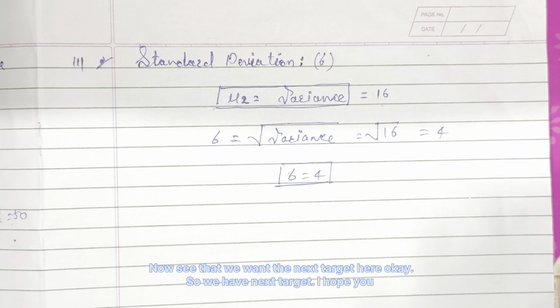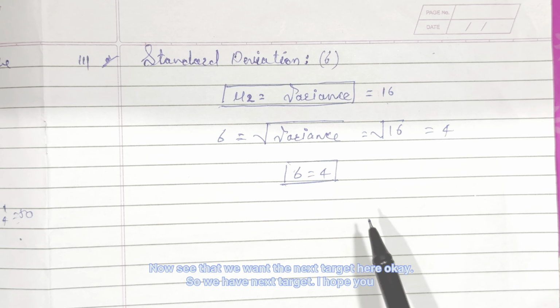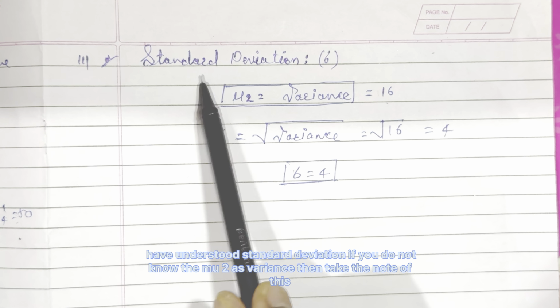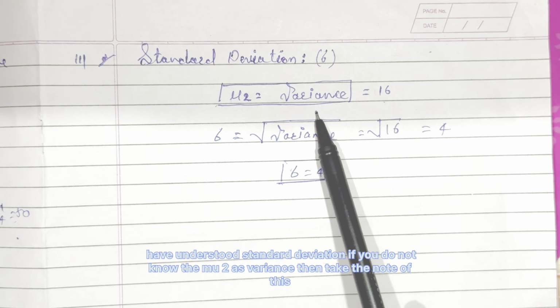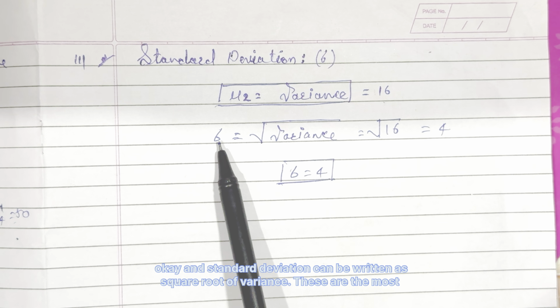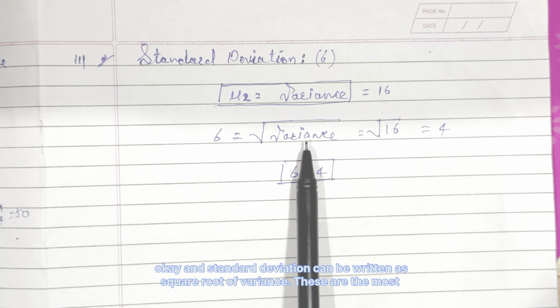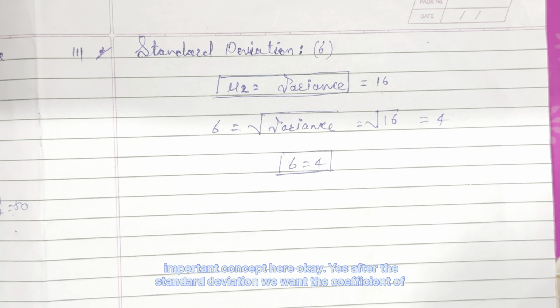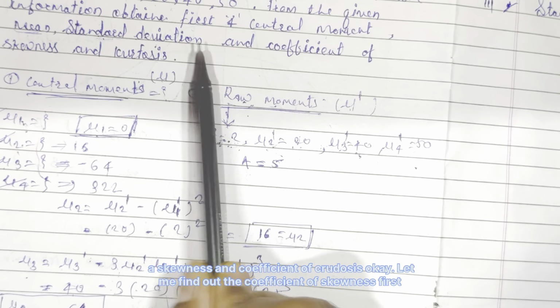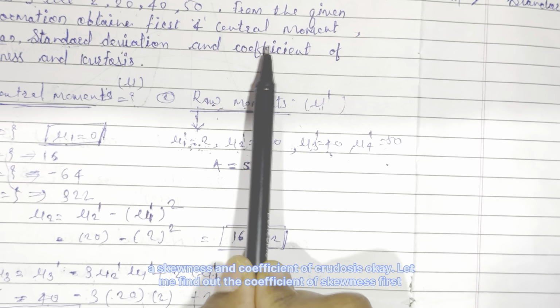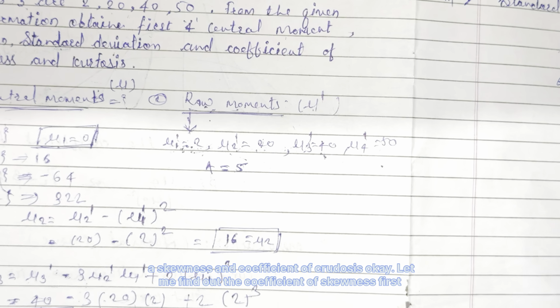Now we have the next target. I hope you all have understood standard deviation. If you don't know mu2 as variance, then take note of this, and standard deviation can be written as the square root of variance. These are the most important concepts here. After the standard deviation we want the coefficient of skewness and coefficient of kurtosis. Let me find the coefficient of skewness first.